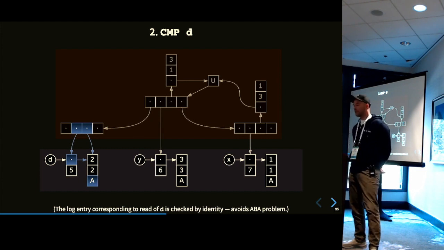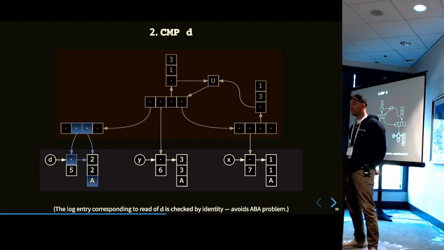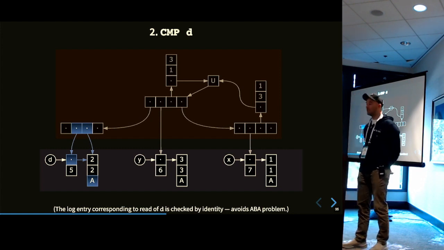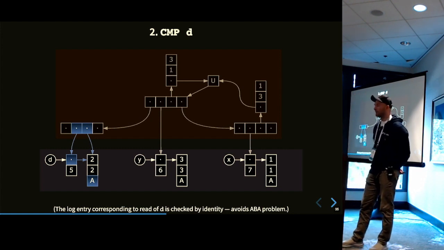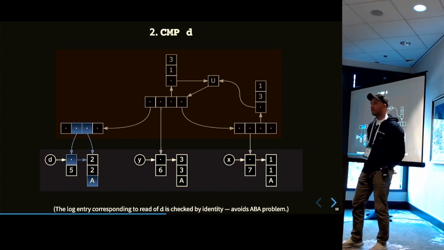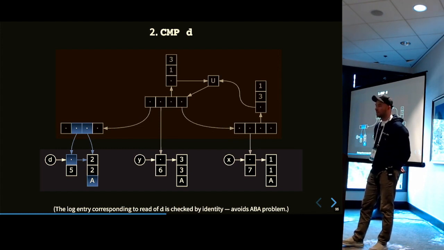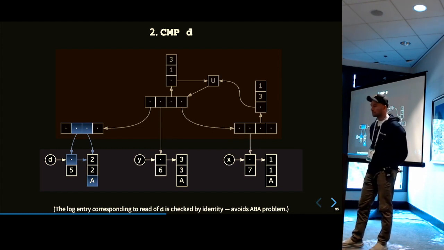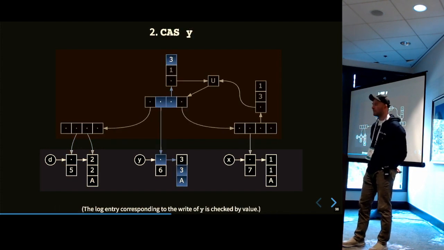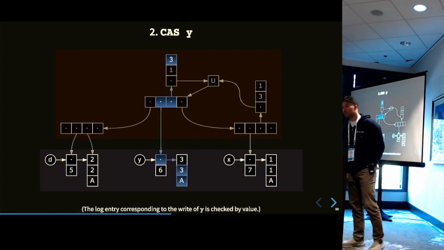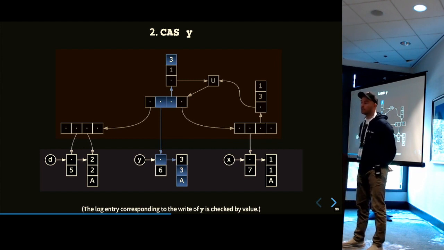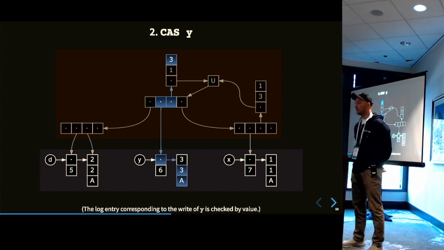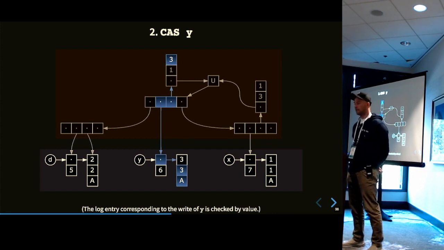The first operation is the compare of D. To execute the compare operation, we will just verify that the location D still points to the same state that we captured in the log. Note that we compare the state by reference, which conveniently avoids ABA problems. To execute the compare and set operation on Y, we first check that the location Y still has the same value as before. And it does, so we will execute a compare and set to change Y to point to the new state in the log.